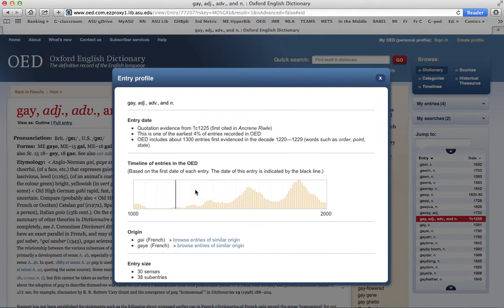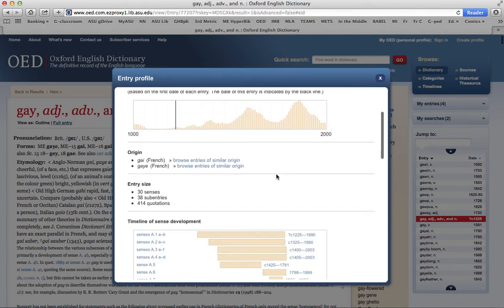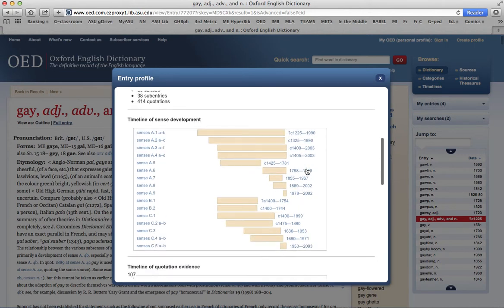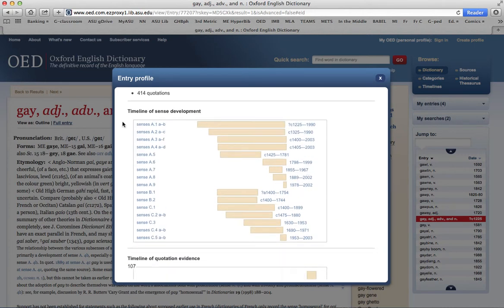So here you can see when the word was first used between the year 1000 and 2000, with a little bit of information here about it. The origin, so we can see that it comes from French. And then right here, this is something to pay attention to, is the different definitions of the word gay, and then date ranges of when it was used to mean that in particular.